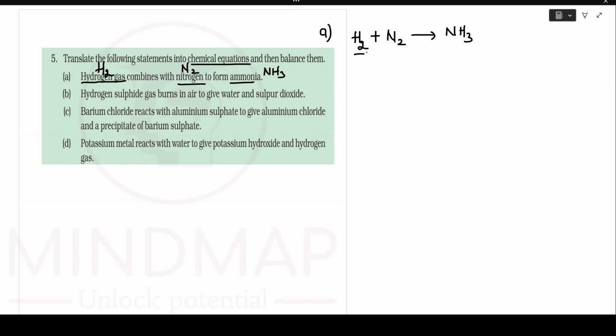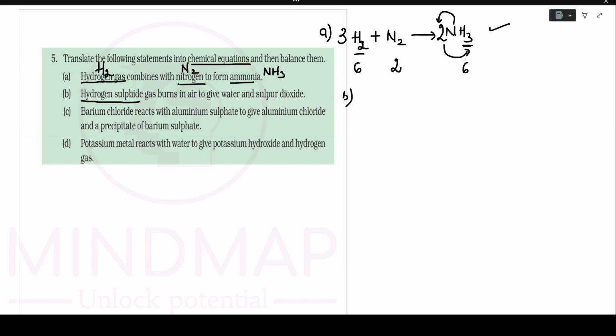Hydrogen here is 2 and whereas here it is 3. So we know the 2 and 3 rule, right? Where it's written 2, we will write there 3 and here it's 3, so we will write here 2. Now let's check the hydrogen: here is 6 and here also, 2 3s are 6. Now the nitrogen here is 2 whereas here also nitrogen is 2. So this is your balanced equation. Correct? Let's go to the second, that is B part.